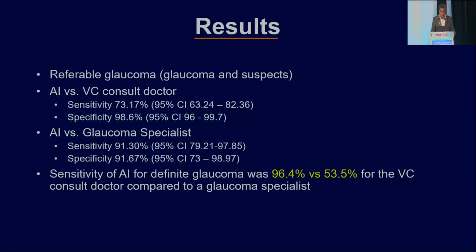telemedicine. So what we did was we compared AI with our Vision Center consult doctors. These are our residents, the final year residents. When comparing artificial intelligence to our residents who are trained in glaucoma, the specificity you see is 98.6, but the sensitivity is very low. And if you see AI versus glaucoma specialist, these patients were brought to the base hospital. We had very good sensitivity and specificity.